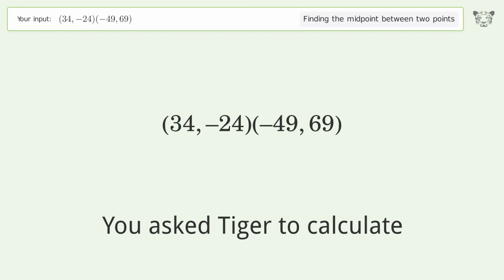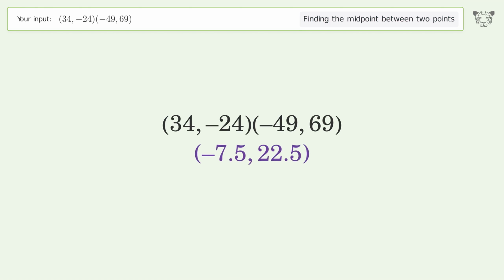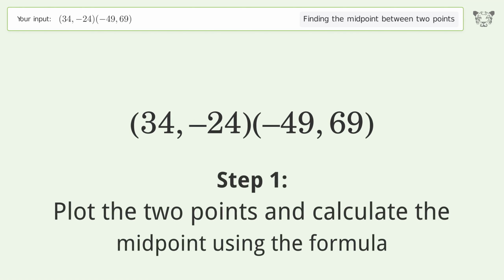You ask Tiger to calculate. This deals with finding the midpoint between 2 points. The midpoint between the 2 points is negative 7.5, 22.5. Let's solve it step by step. Plot the 2 points and calculate the midpoint using the formula.